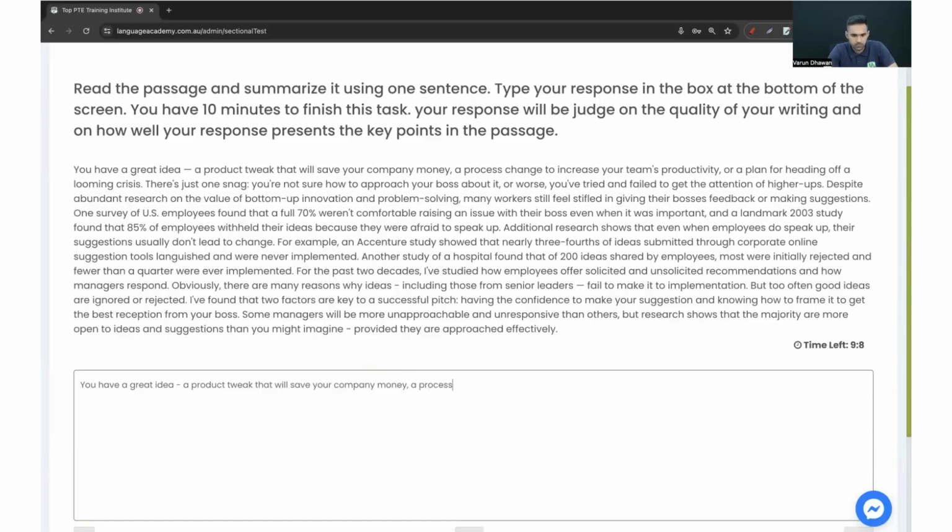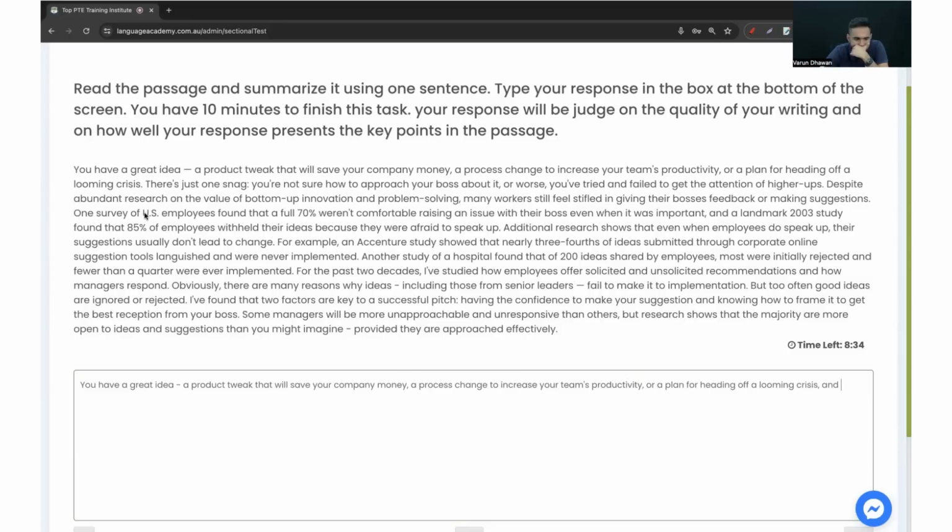A process change to increase your team's productivity, or a plan for heading off a looming crisis. Comma, and let's look for another sentence with important keywords. This sentence is important.